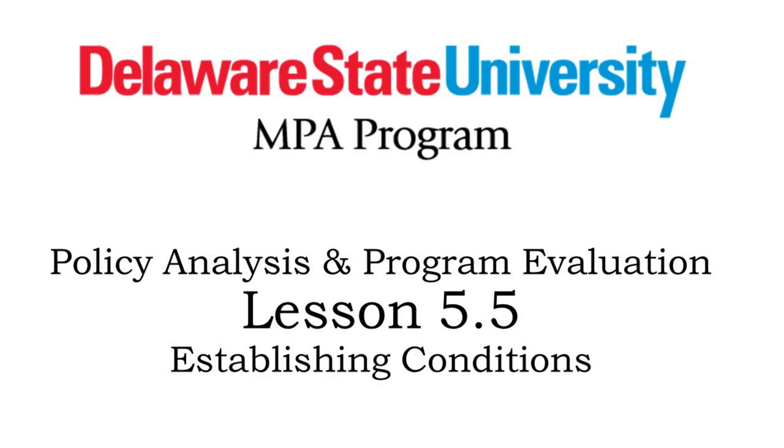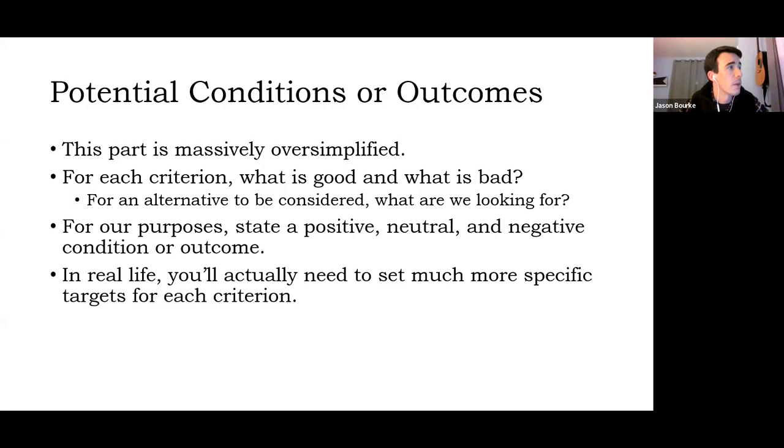So part of operationalizing our criteria is defining the potential conditions or outcomes. So we need to decide for each criterion what is good and what is bad, right? How do we know what effectiveness looks like? In this class, for our purposes, we are simplifying this down to positive, neutral, and negative conditions. And even neutral sometimes won't apply.